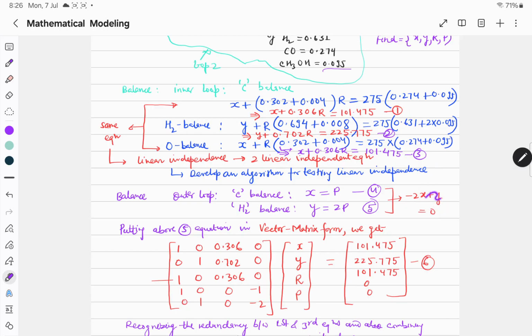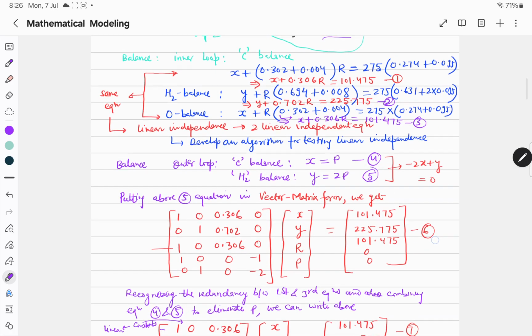So first we write these 5 equations in matrix form, so we have written it, but understand that equation 1 and equation 3 are the same, so we can eliminate that.